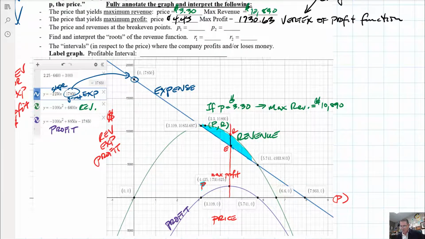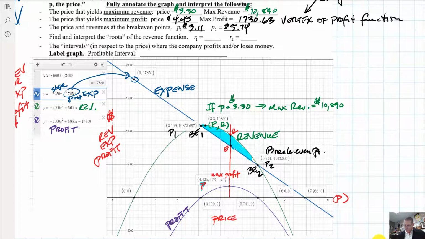Where the price and revenues at the break-even points. So this is P1, and this is P2, and this is a break-even point. This is BE1, break-even point 1, and then break-even point 2. So let's put those prices in: $3.11, and then the other one was $5.74.